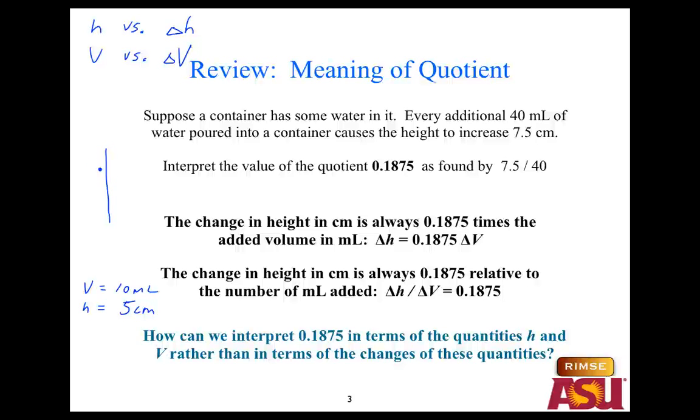Okay, so let's just take some ordered pairs here. This is a good question. What comes first? Volume comes first, and then height comes out. So we've got 10 and 5, and we're going to add 40, right? How much was the volume? 50. What's the new height? 12.5, right? We're going to add 40 more. What's the new volume? What's the new height? 20, right?